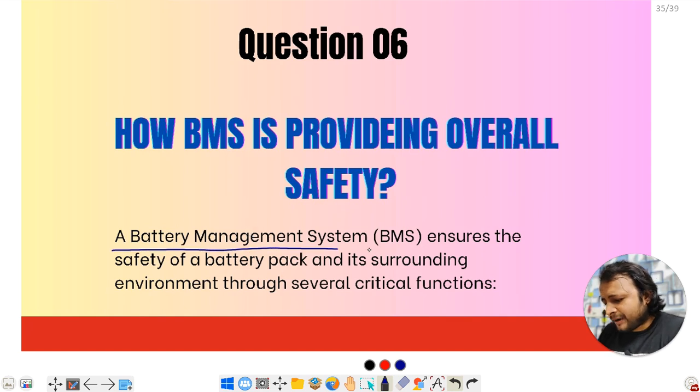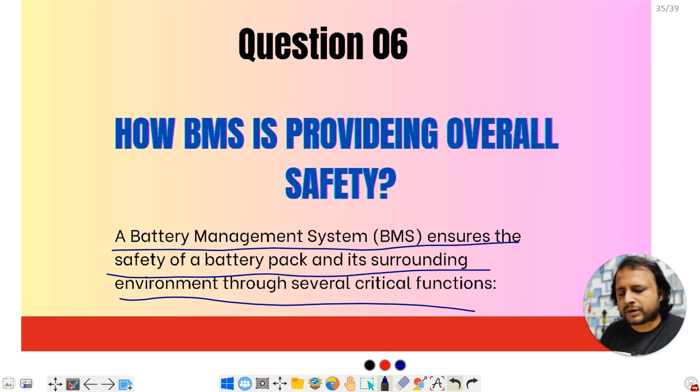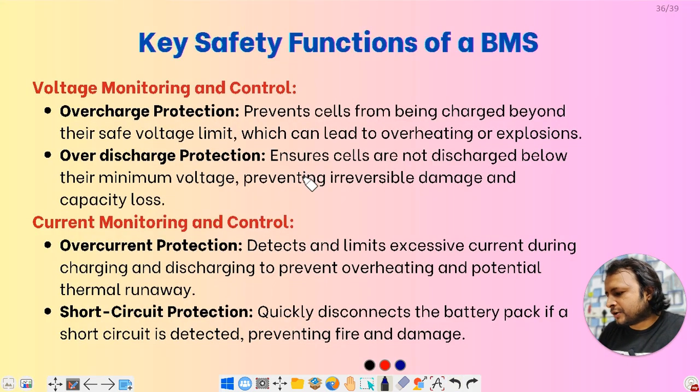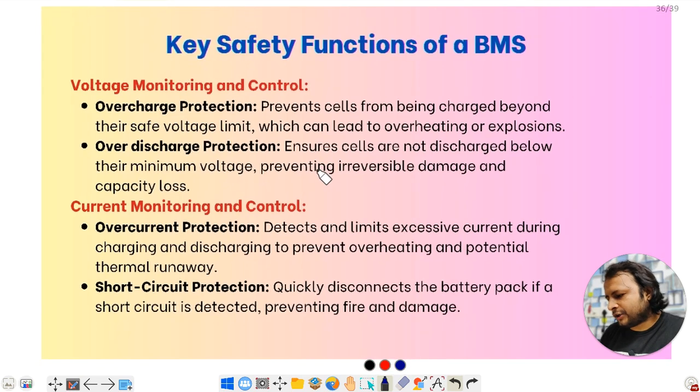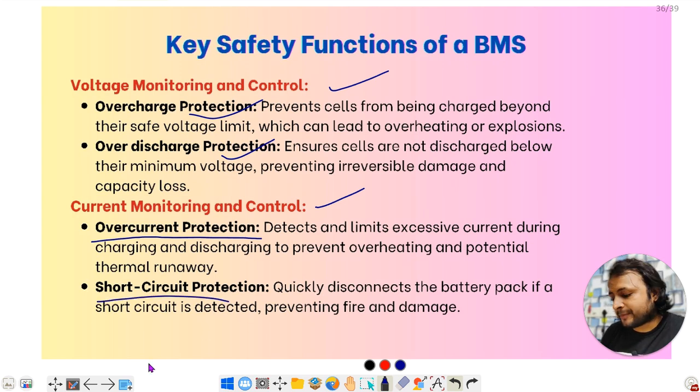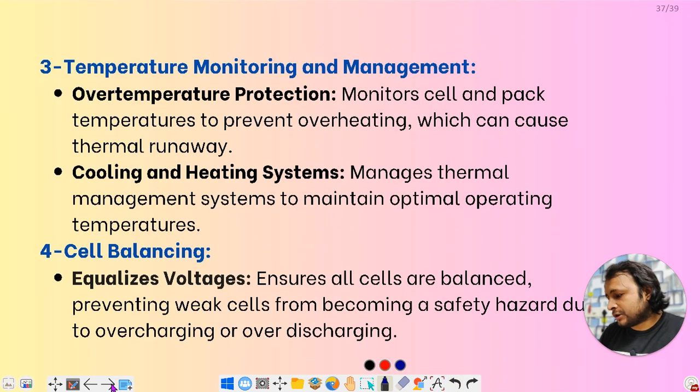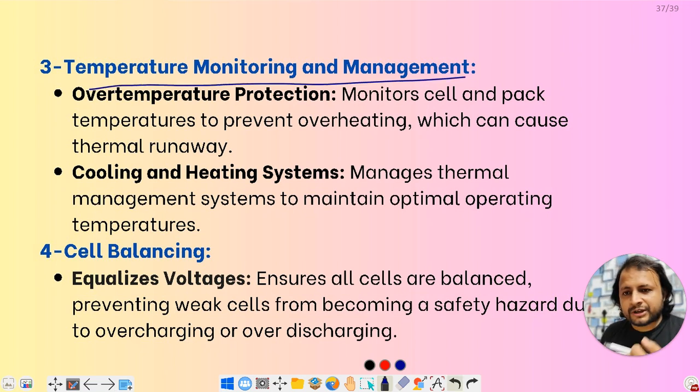So the battery management system ensures the safety of the battery pack and its surrounding environment through several critical functions. Now let us go through what the functions are. Voltage monitoring and control, this is one. Overcharging protection and discharge protection. Monitoring and control of overcurrent protection and short circuit protection is done by the BMS. And also temperature monitoring and management, the BMS does it completely. If the temperature is getting high, the cooling system is activated.